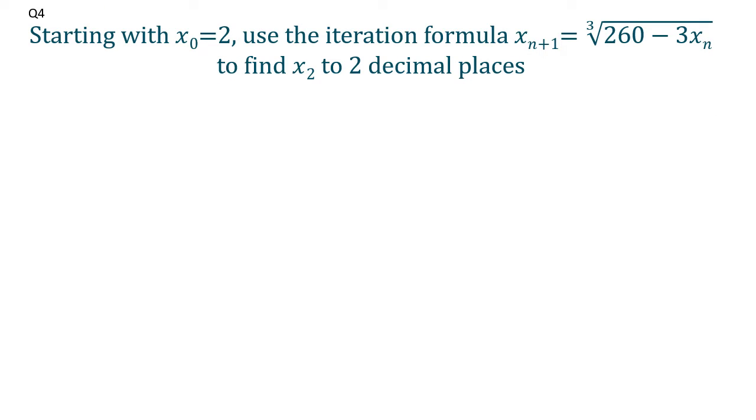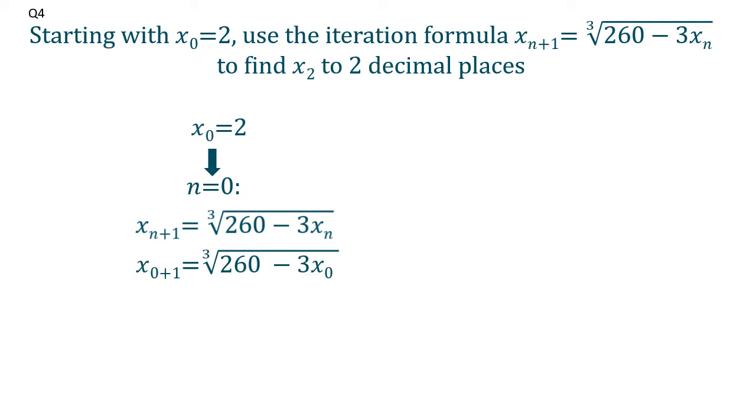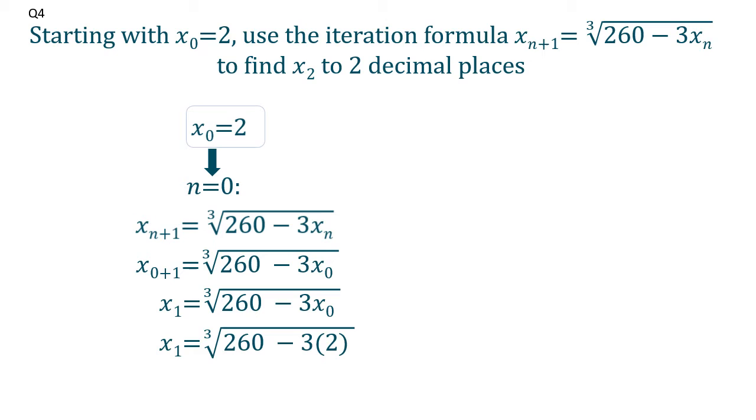We've been given x0 equals 2 in the question, so we know n equals 0. Substitute all the n's for 0 in the iteration formula. We know 0 plus 1 equals 1, so we can see that we're calculating x1. As we were given x0 equals 2, we can substitute that in. Putting this into a calculator, we get x1 equals 6.333025.